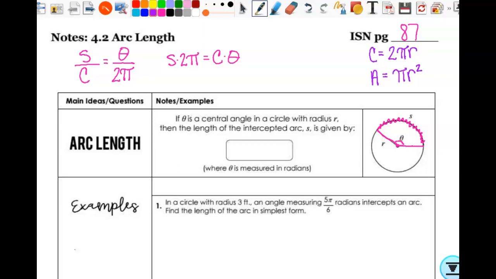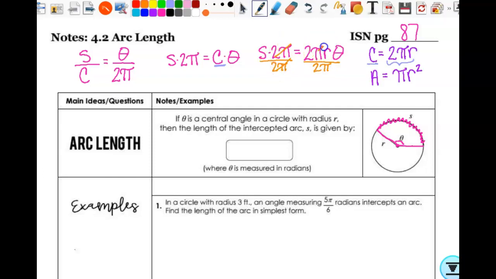All right, so now that I know this, I can take the circumference, which is 2 pi r, right, and I can substitute it in right here where the circumference goes. So that means I'm going to get s times 2 pi equals 2 pi r instead of C times theta. You agree with that? I have one term on each side, but on both sides here, I have a 2 pi, right? So I can divide both sides by 2 pi.